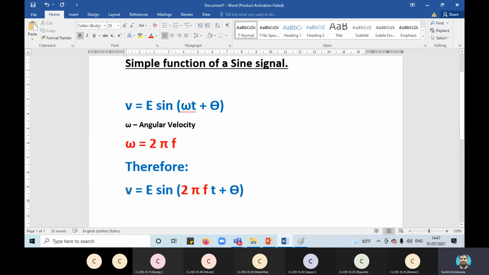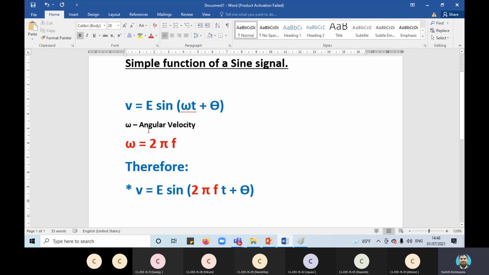Now here what you get is the sinusoidal signal's mathematical expression. If you take a simple sine function, sinusoidal signal, this is the mathematical explanation. So let's be clear with what all these parameters are.